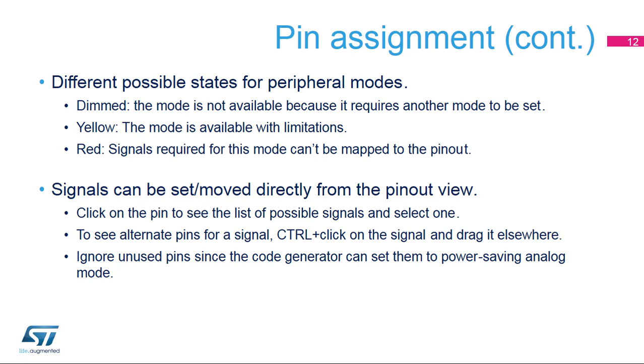Signals can be set or moved directly from the pinout view. Click on the pin to display the list of possible signals and select one. This works for GPIOs which have no peripherals assigned. To see alternate pins for a signal, Control plus click on the signal. You can then drag and drop the signal to the new pin while holding the control key. It is not necessary to manually set all unused pins to analog. There is a semi-automated step that does this.